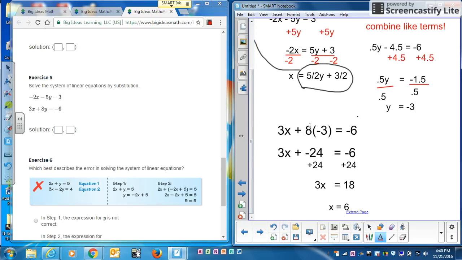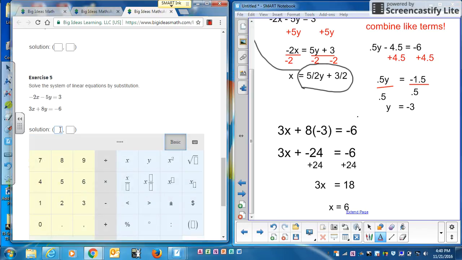So you distribute 8 times negative 3 is negative 24. Add 24 to both sides. Negative 6 plus 24 is 18. 3x equals 18, so x is equal to 6. So my answer is x is equal to 6, and y is equal to negative 3.